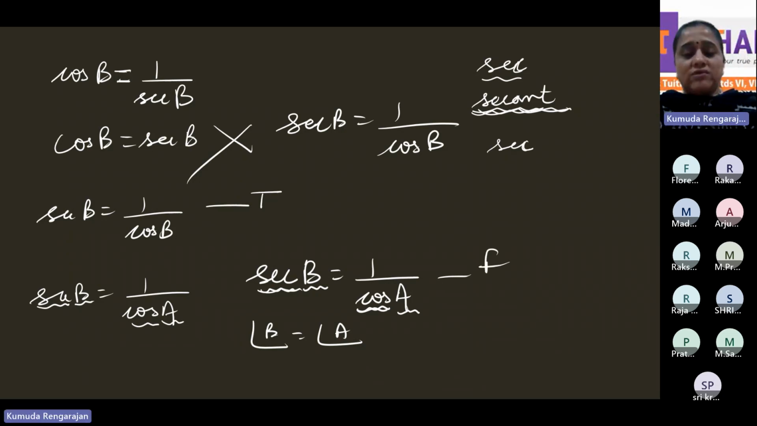When can this be true? Only if angle B is equal to angle A. If both of them have the same measure, yes, then it's right. But if you have to answer whether this is true or false, it is false.